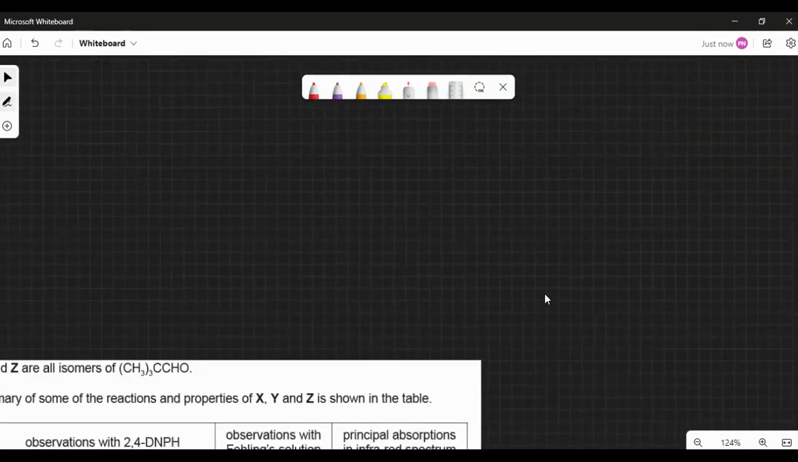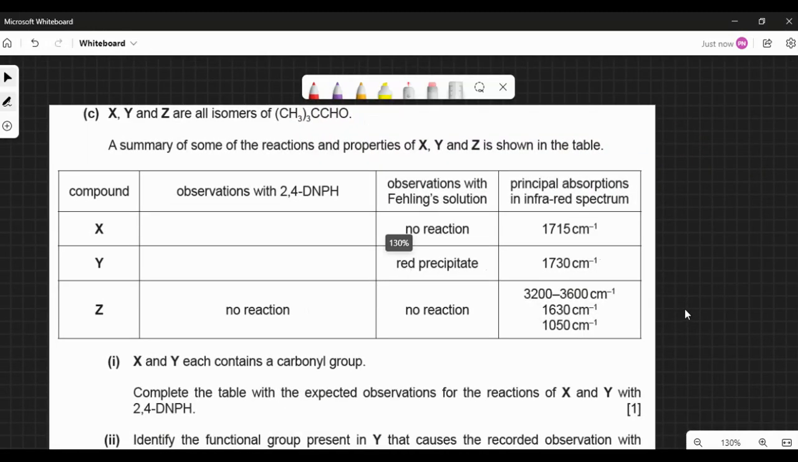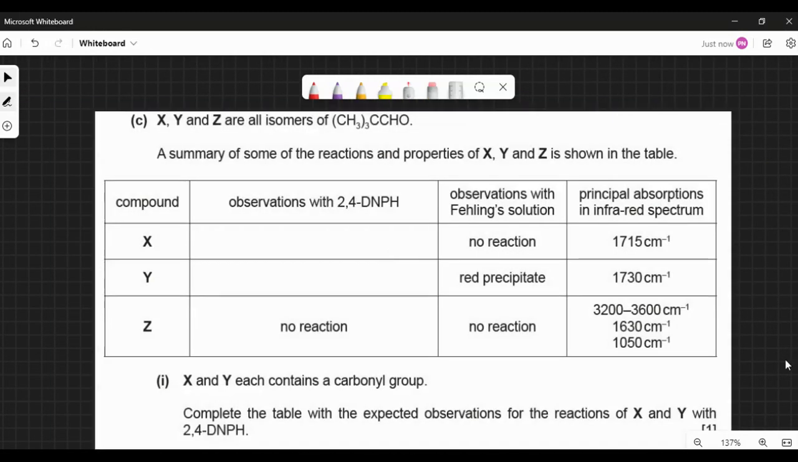All right, let's move up. X, Y, and Z are isomeric forms of that, which is the aldehyde. And we've got a summary of the reactions and properties of X, Y, and Z shown in the table. Observations with 2,4-DNPH. X, Y, and Z are isomers of that, yes? So when you've got an aldehyde, an isomer of an aldehyde is a ketone, yes? So one of them is going to be an aldehyde, one of them is going to be a ketone. There you go.